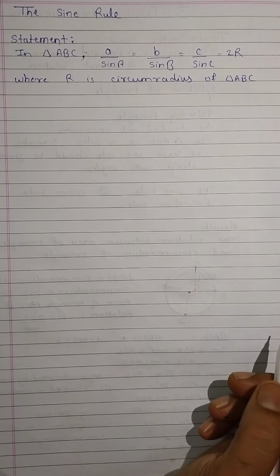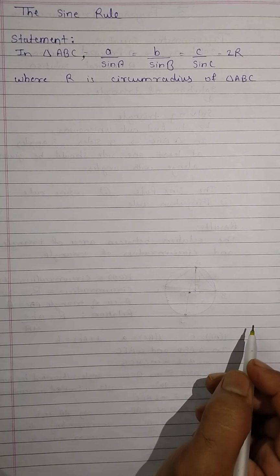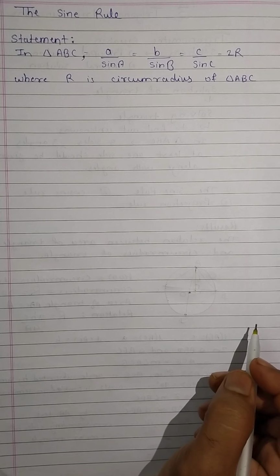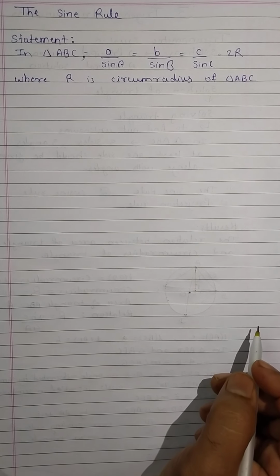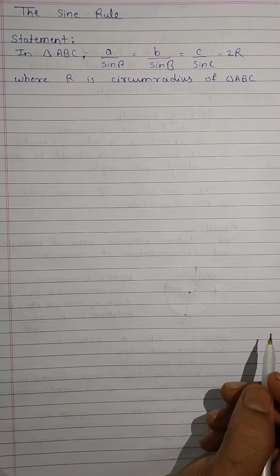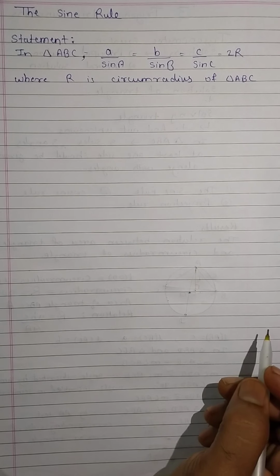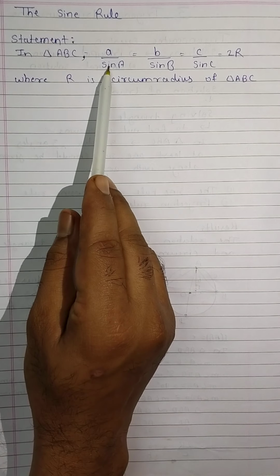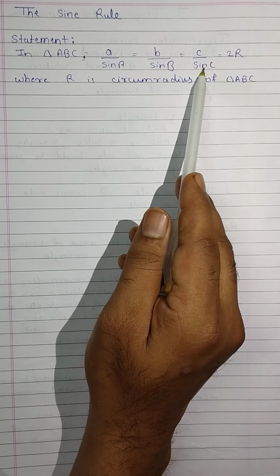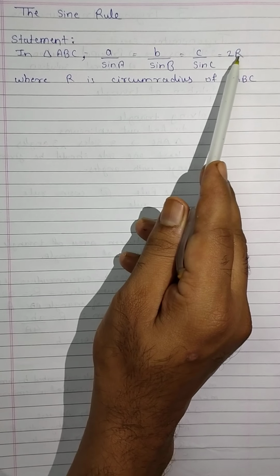Now we will begin with the sine rule. Fixed question for 3 marks from trigonometric equation. The statement says that in triangle ABC, with the usual notations, obviously, that is small a, small b and small c, you can see are the length of the sides. So in triangle ABC, a upon sine A is equal to b upon sine B is equal to c upon sine C is equal to 2R.